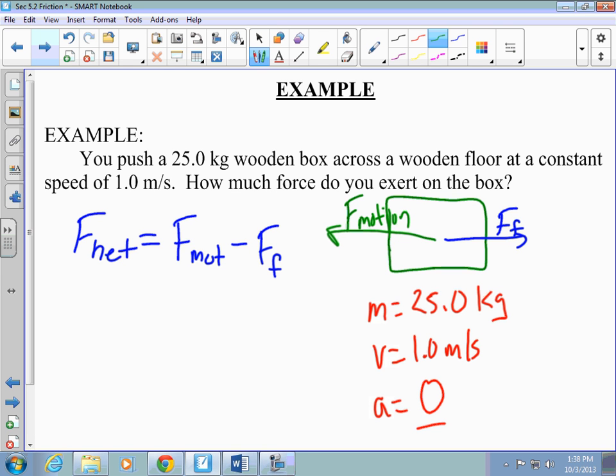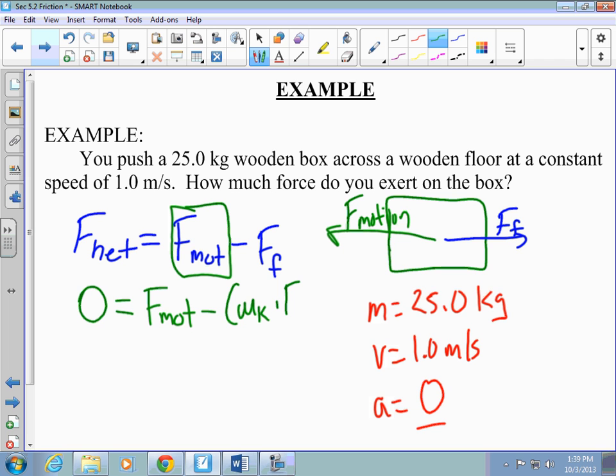So you push a 25 kilogram wooden box across the floor at a constant speed. How much force do you exert on the box? Well, we are trying to solve for the force of motion. Just like we talked about, we have a constant speed, so our acceleration is 0, so we know our net force is 0. So 0 is equal to the force of motion minus the force of friction. And we're moving the box, so we know the force of friction is equal to μk times the normal force.